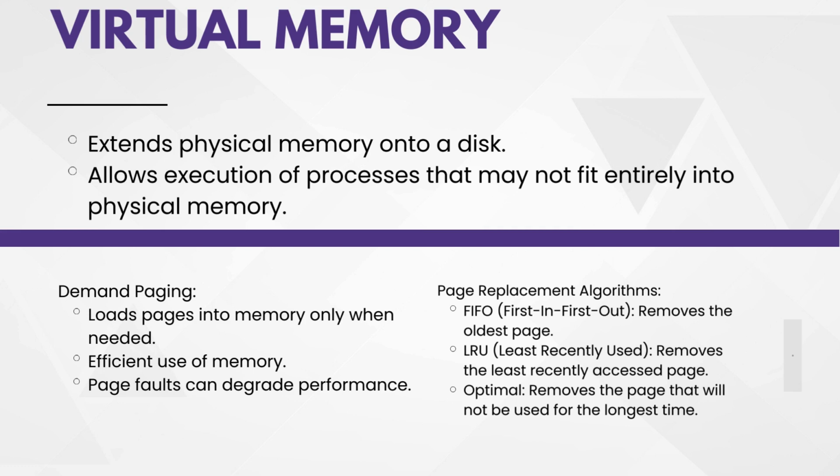The next one is page replacement algorithms. Page replacement algorithms determine which pages to swap out when new pages are loaded. So the common algorithms include first in first out, which removes the oldest page, and the next one is least recently used. It removes the least recently accessed page. The last one is optimal. It removes the page that will not be used for the longest time and it requires future knowledge.